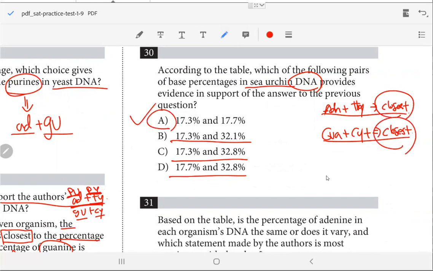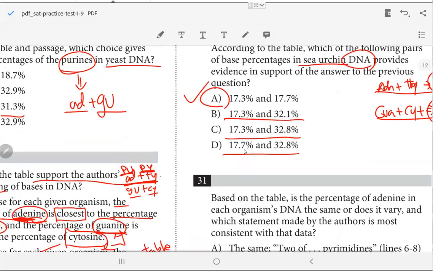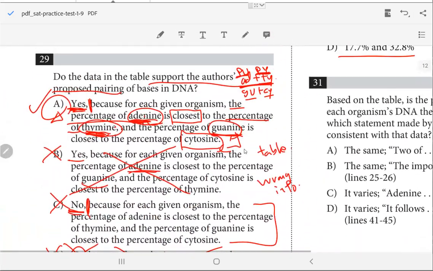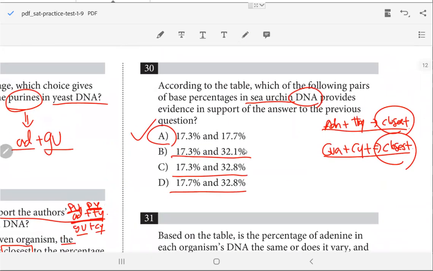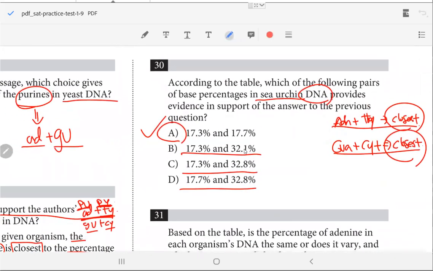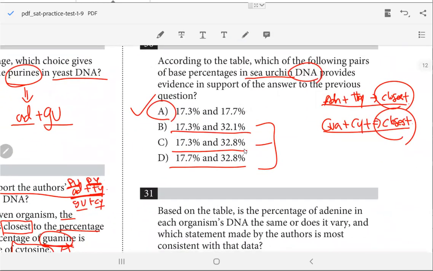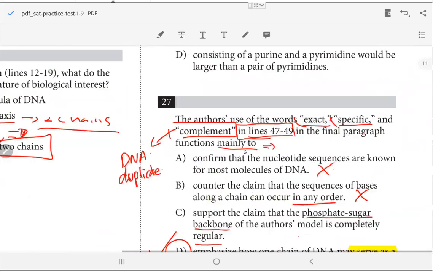I don't want to solve questions too technically, but if you truly understood question 29, B, C, D do not make sense at all as an answer choice. But let's double check, right? Whether 17.3 and 17.7 are in one of these two pairs. Let's double check.